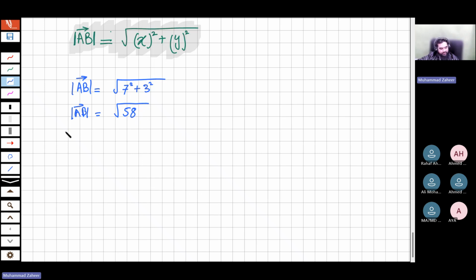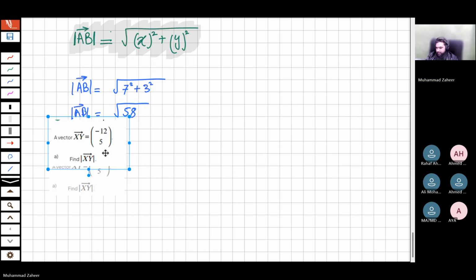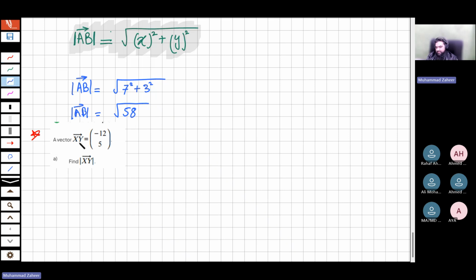Now look at here, we have a question here. He says that a vector xy is minus 12 and 5, find xy, these are straight lines. It means that he's asking about the magnitude of the vectors.